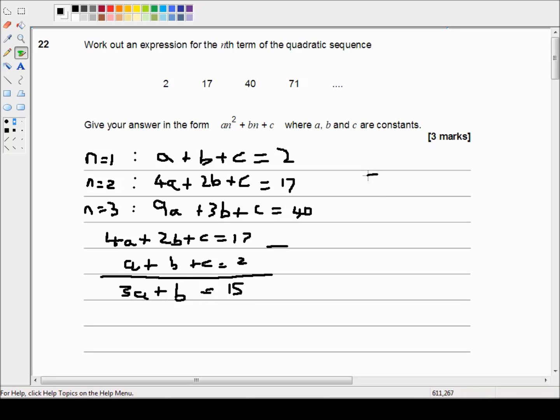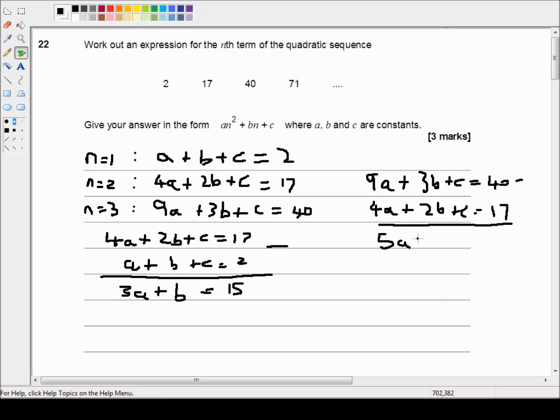And what I can also do is 9a plus 3b plus c equals 40, and I can subtract the equation 4a plus 2b plus c equals 17, and if I subtract them, 9a minus 4a is 5a, 3b minus 2b is just b, the c's disappear, and that's equal to 40 minus 17. Well, if I add 3 to 7 I get 10, so that's 20, and add 20 to make 40, so that's 23. Right, so I now have 2 equations in 2 variables. So I have 5a plus b equals 23 and 3a plus b equals 15.